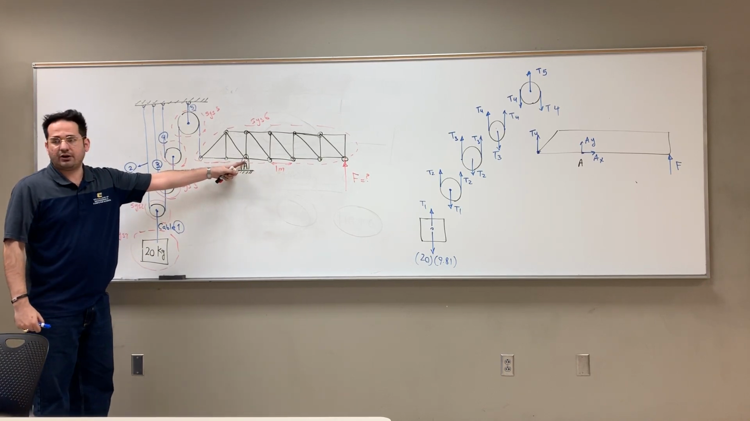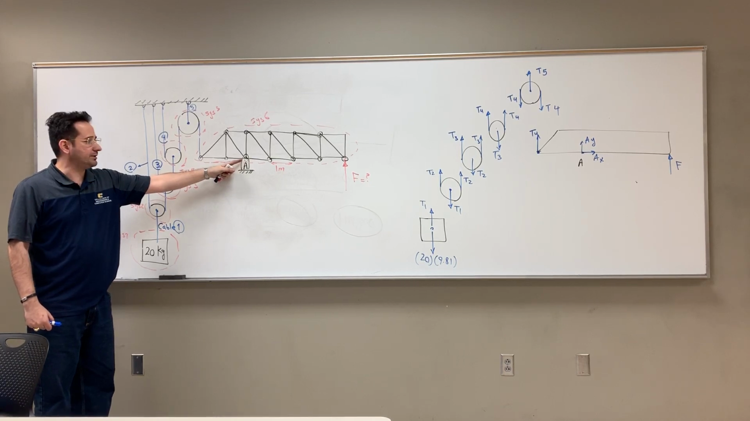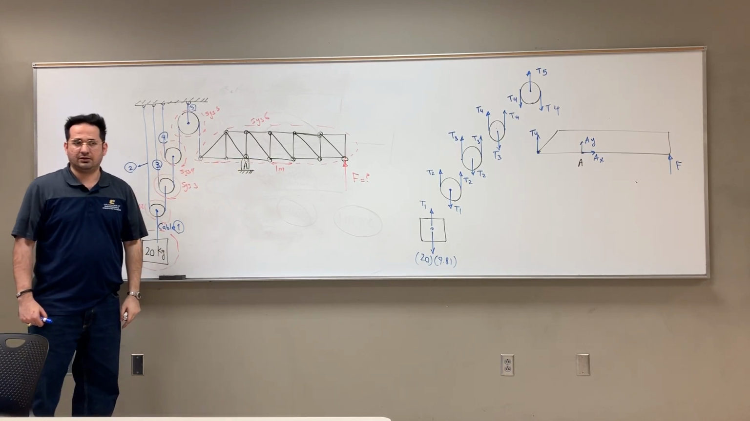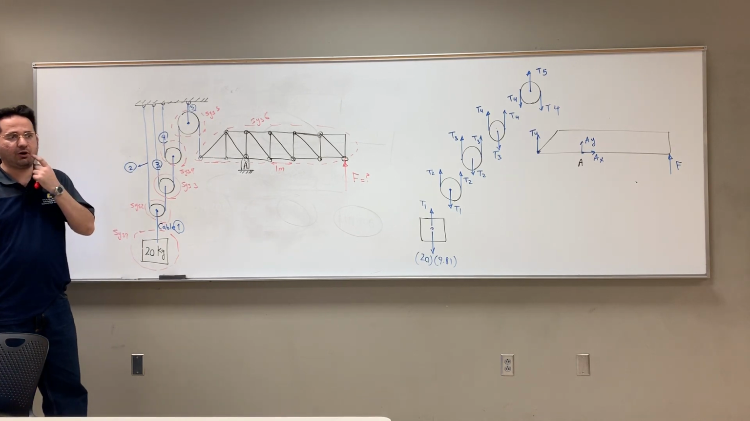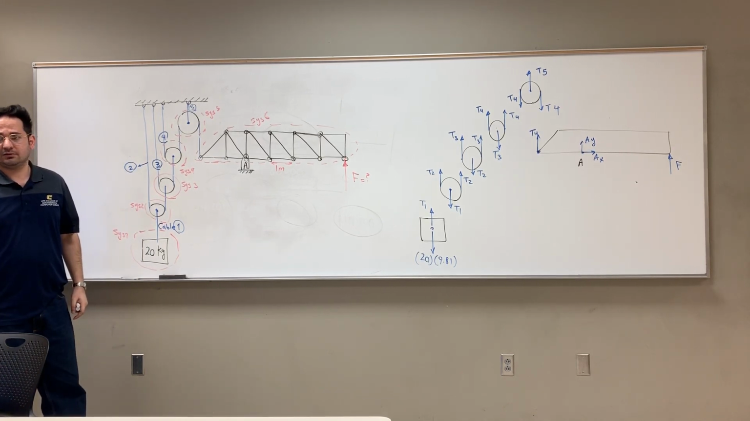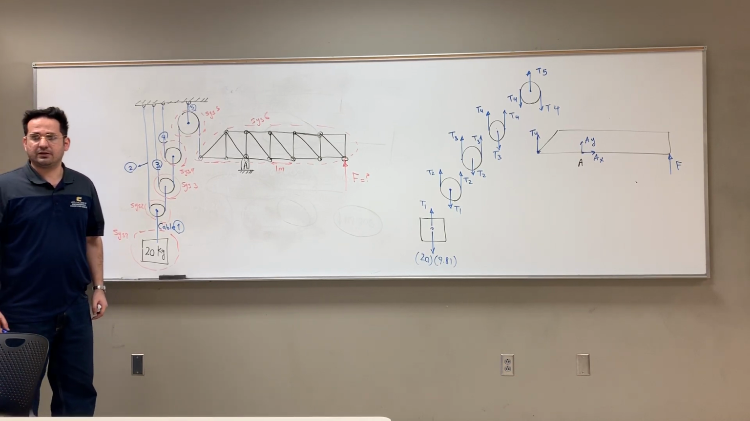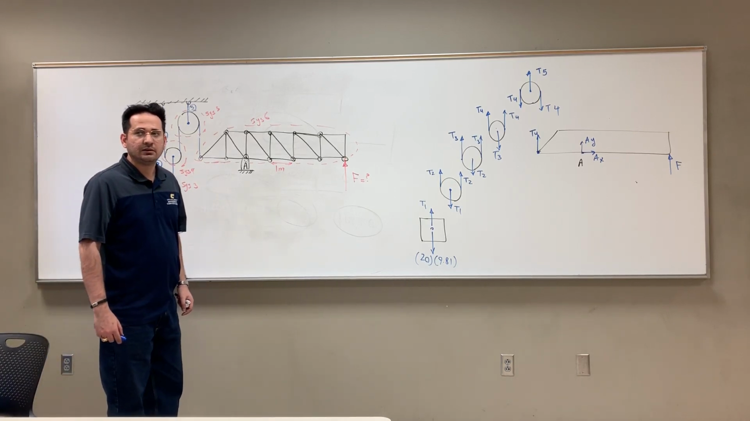Here, AX, AY is a pin connection. I don't have a moment. Why don't I have a moment at A? I don't have an unknown moment like MA. Why? Because there isn't one, it's not offered. Say it again. It's not given.